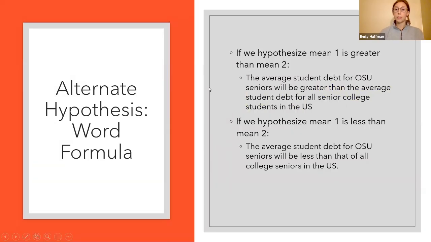Onto the alternate hypothesis, or H1 or HA for notation. If we hypothesize that mean 1 is greater than mean 2, we are going to say just that. The average student debt for OSU seniors will be greater than the average student debt for all college seniors in the United States. If we hypothesize mean 1 is less than mean 2, it will be just that as well. So the average student debt for OSU seniors will be less than that of all college students in the United States. And this will be our proper alternate hypothesis for our example.